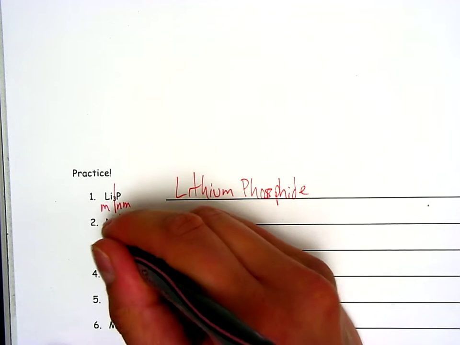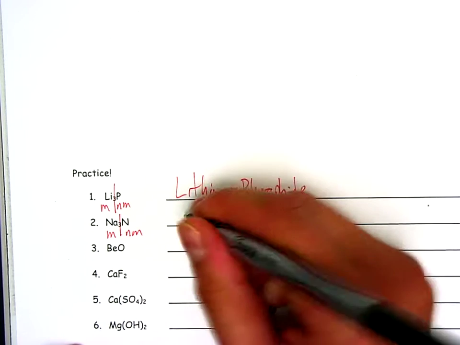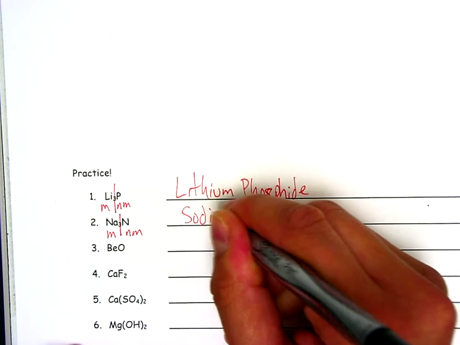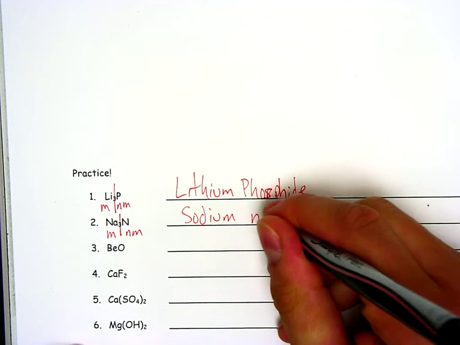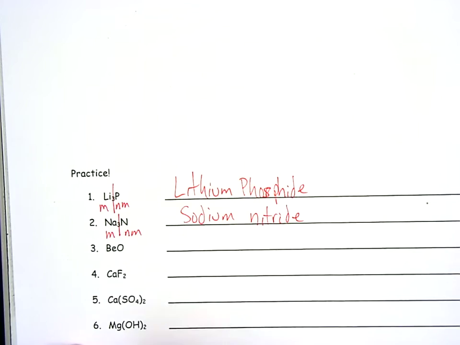Sodium and nitrogen. Okay, metal, non-metal. Sodium, metal. Don't change the name of it. Nitrogen, on the periodic table, it's nitrogen, but as an ion, it's nitride. We take off the ending and write nitride.